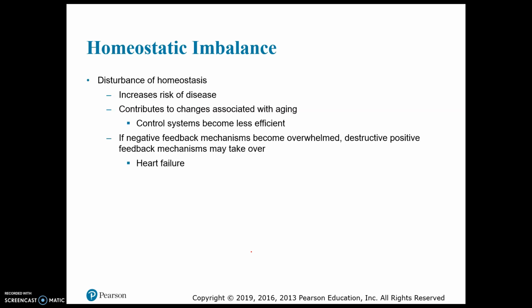Many of us know a lot about diabetes because there's a lot of people with diabetes in this country, in the world, but we know that increases the risk of disease when our blood glucose levels are not maintained. So disturbing homeostasis increases the risk of disease, contributes to changes associated with aging. Our control systems, our brain and our endocrine system become less efficient. If negative feedback mechanisms become overwhelmed, destructive positive feedback mechanisms may take over. And that can lead to heart failure, for example.